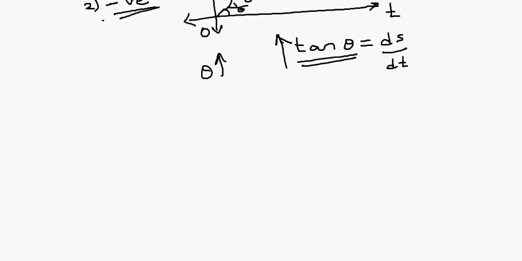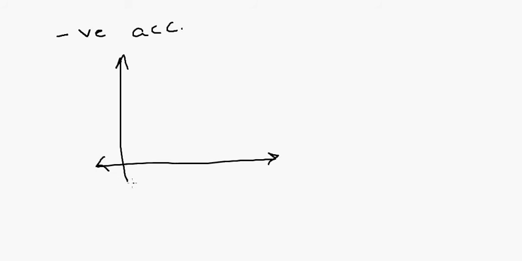Okay. Now let's say the acceleration is negative. Let's again draw the axis: displacement axis, time axis, origin. Now, if the acceleration is negative, that means the rate of change of displacement is decreasing. It's changing, but it's decreasing. That is, theta is going down, theta is decreasing, as tan theta is decreasing. That is, the rate is decreasing.